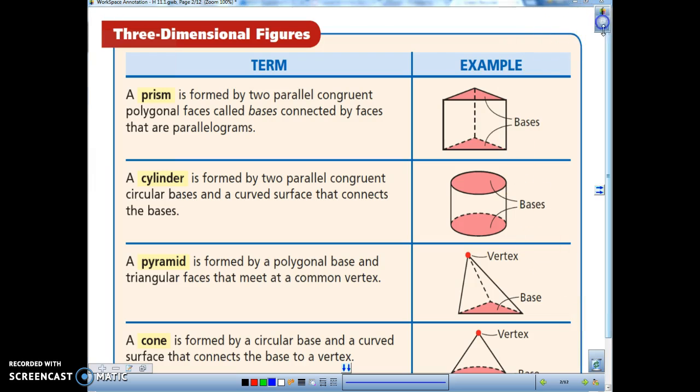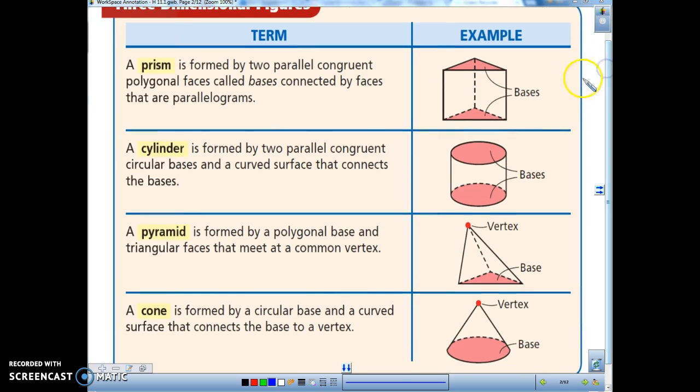Also part of our vocabulary are some very specific shapes. The first one that we'll talk about is a prism. A prism is formed by any two parallel and congruent polygonal faces. We call those faces bases in a prism. So you can have lots of different types of prisms. It is all dependent on the type of bases that you have. So in this picture, this is a triangular prism, but you could have a pentagonal prism, a hexagonal prism. The bases can be any of those shapes.